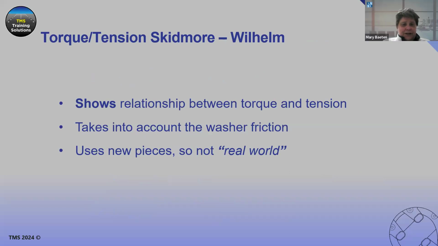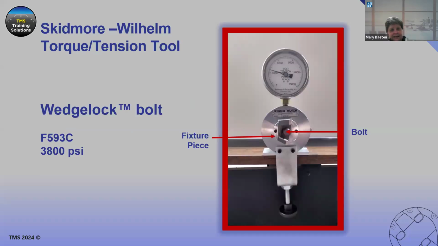Now we're going to look at the torque tension Skidmore-Wilhelm. This shows the relationship between torque and tension, and it takes into account the washer friction. However, it's using new pieces, so it's not real world. This is a sample of a desktop Skidmore-Wilhelm. You can see the gauge on the top, the round gauge. That's going to be the tension in the bolt. Then we have a setup in here, which is the mock-up, okay? And there's a load cell in between, behind the bolt there.